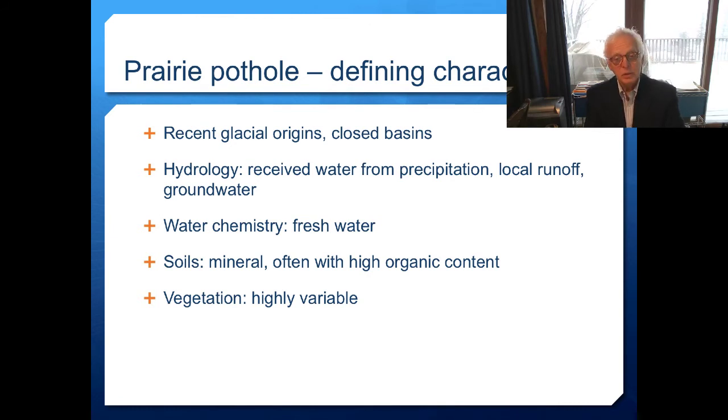Water chemistry tends to run to the fresh. The soils tend to be mineralized. Mineral meaning that there is decomposition that loses carbon, but they often do have fairly high organic content. Vegetation is extremely variable and again depends on salinity, temperature, precipitation, where along that gradient they exist.